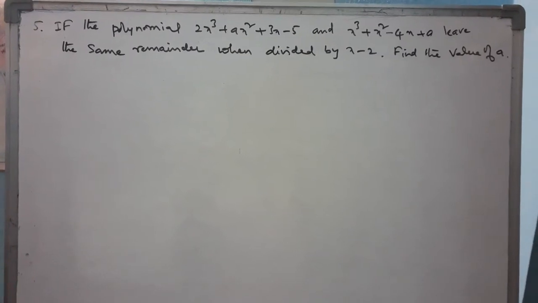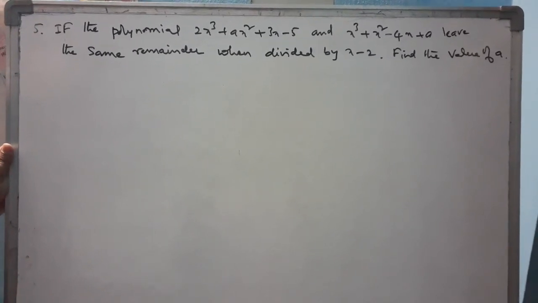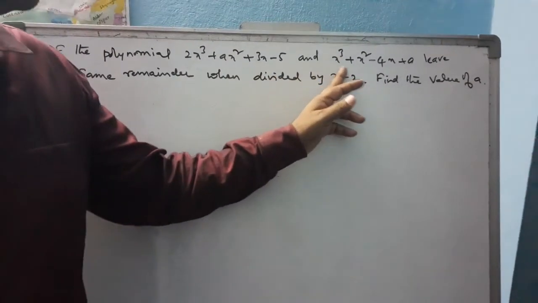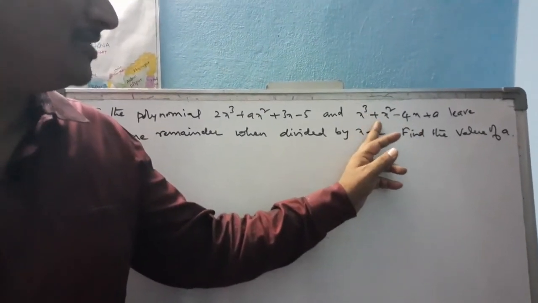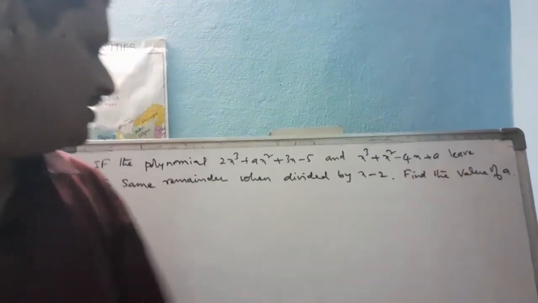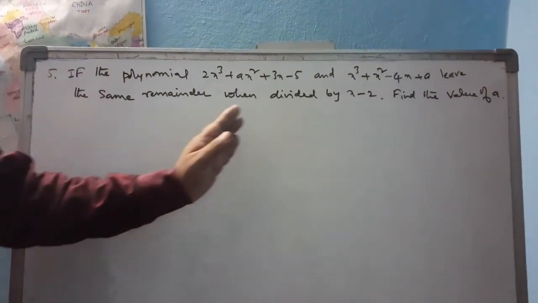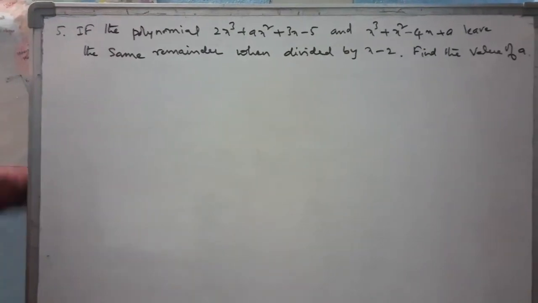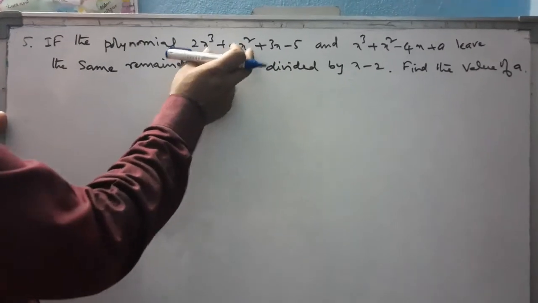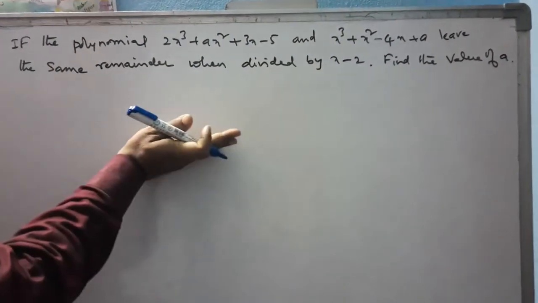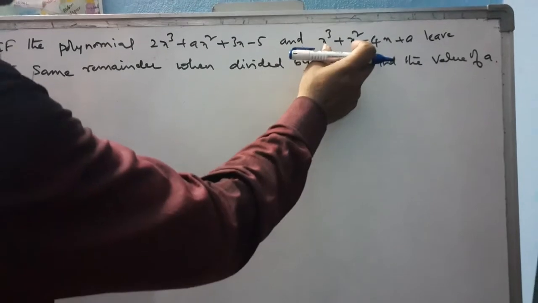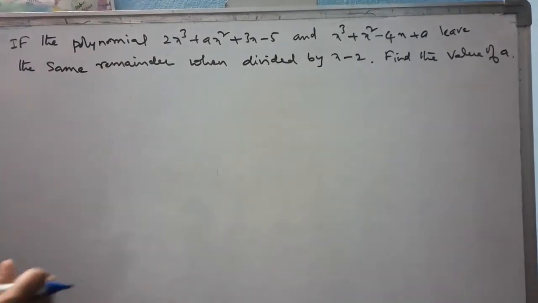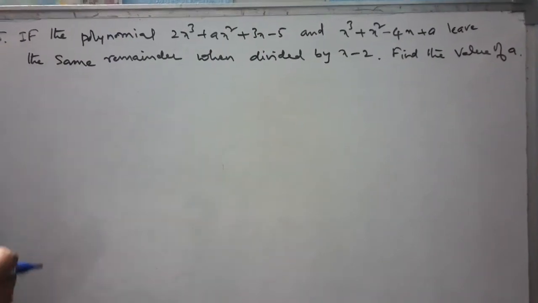So the next problem, fifth one: if the polynomials 2x cube plus ax square plus 3x minus 5 and x cube plus x square minus 4x plus a leave the same remainder when divided by x minus 2, find the value of a. So if you divide this one by x minus 2, you will get a remainder, and this one divided by x minus 2, you will get another remainder. The two remainders are equal, then we have to find the value of a.